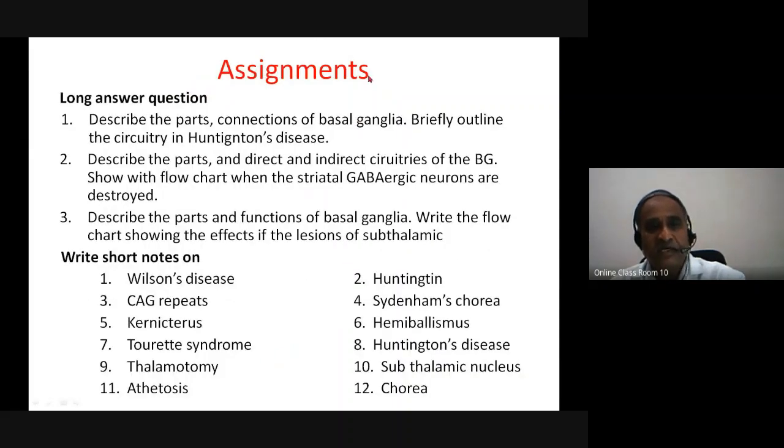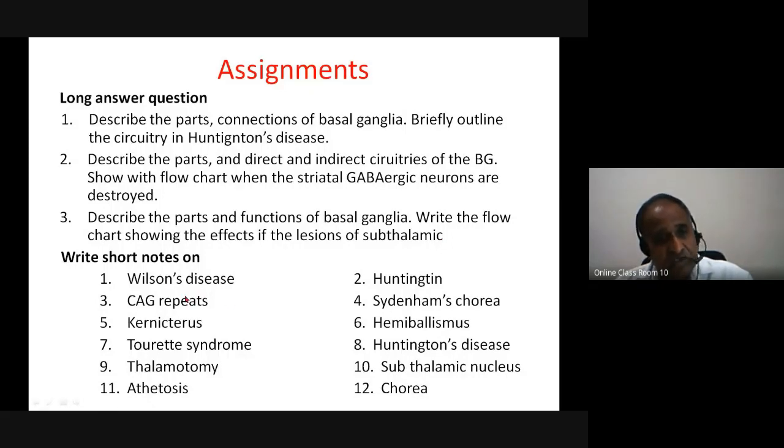Now, coming back here, I have created the assignments. Describe the parts, connections, and functions of the basal ganglia. Briefly outline the circuitry in Huntington disease. Or describe the parts and the direct and indirect circuitries of the basal ganglia. Show the flow chart when the striatal GABAergic neurons are destroyed. So this is again Huntington disease. Describe the parts and functions of the basal ganglia. Write the flow chart showing the effects of lesions of the subthalamic nucleus. It is about hemiballismus.